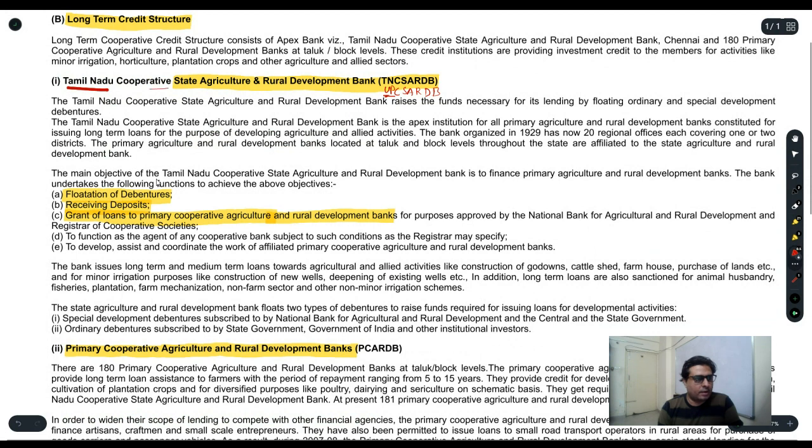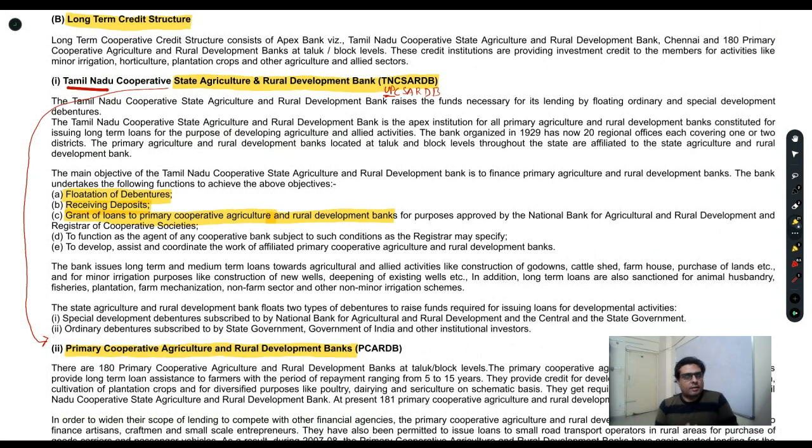They are providing finance to this. So this is one of the functions, right? So floating of debentures means what? Floating of debentures means state government also needs funds like central government, right? So central government needs funds, state government also needs funds, and these cooperative societies also need funds, right?